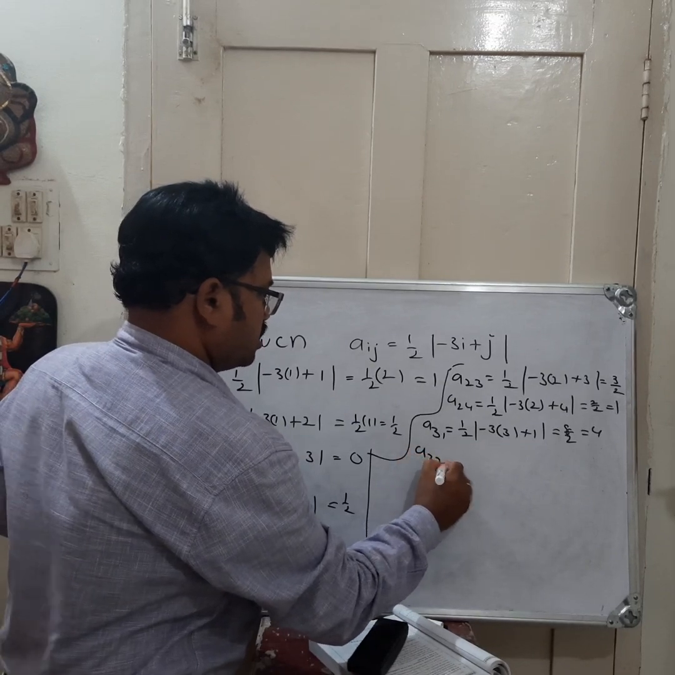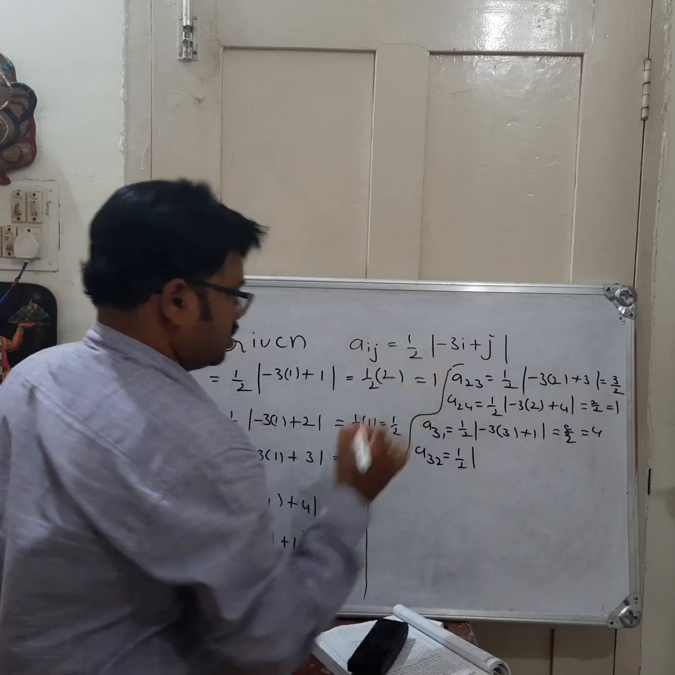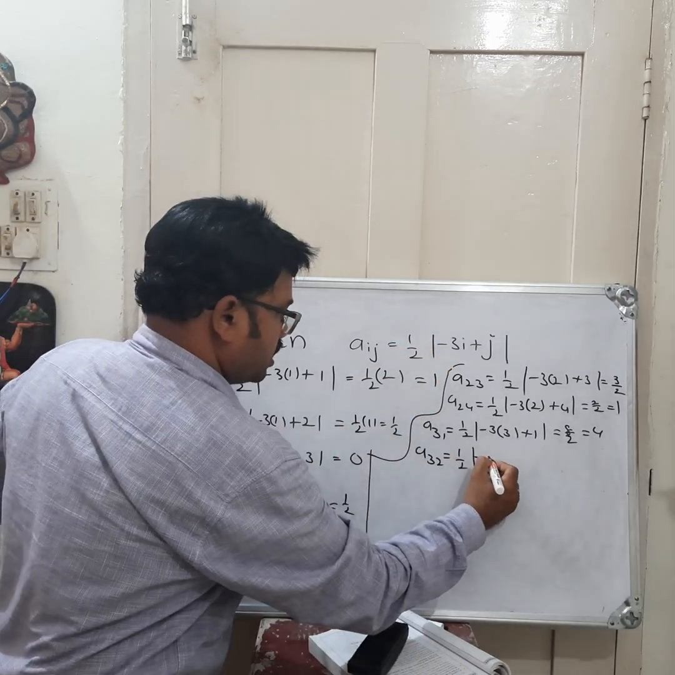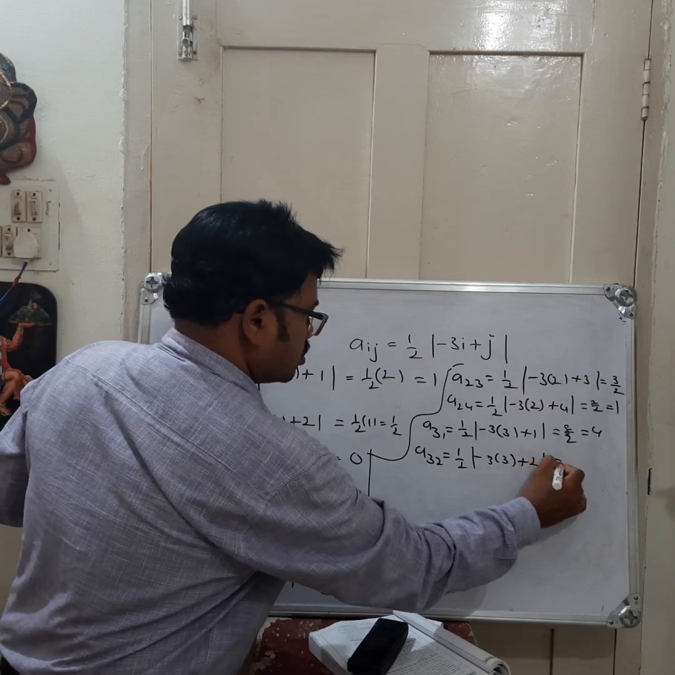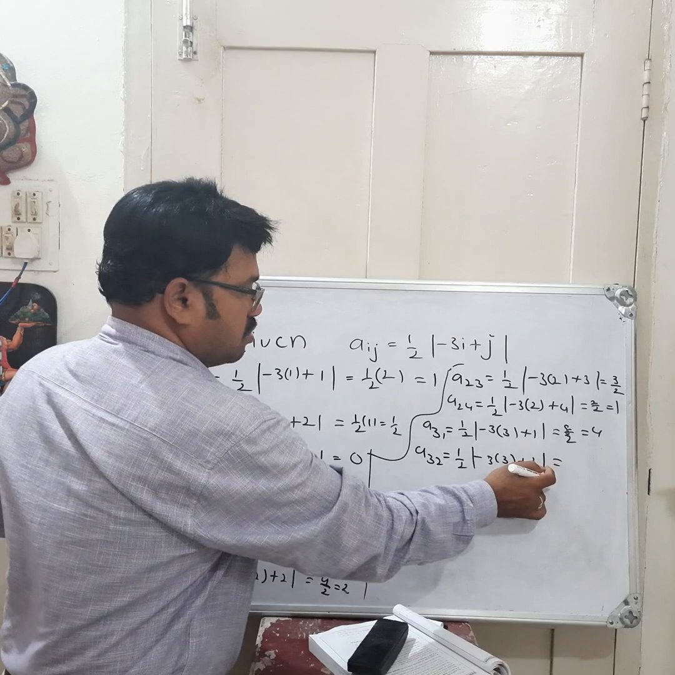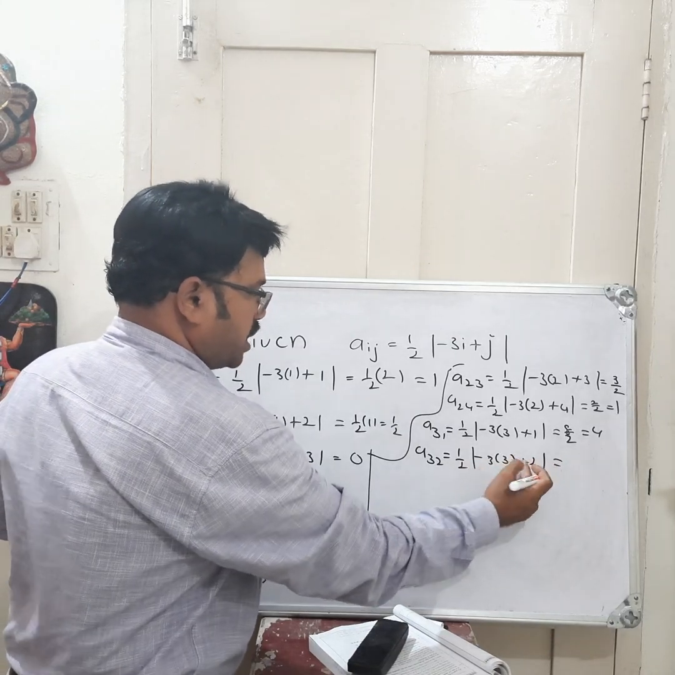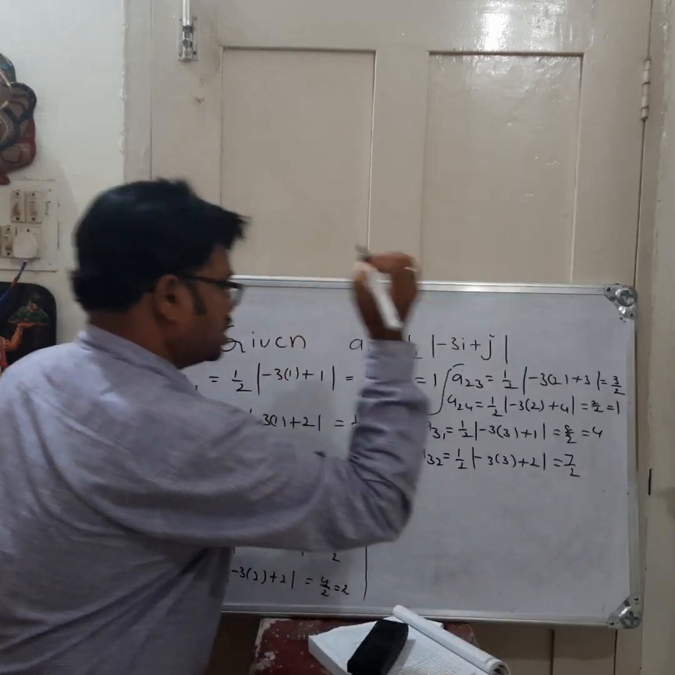Next A32 is this value minus 3 into 3 plus j value is 2. 3 3s are 9. Minus 9 plus 2 is minus 7. Due to modulus, minus goes to 7 only. 7 into 1 by 2, the value is 7 by 2.